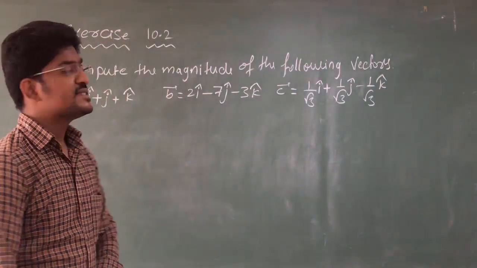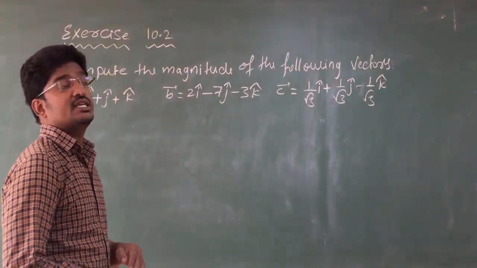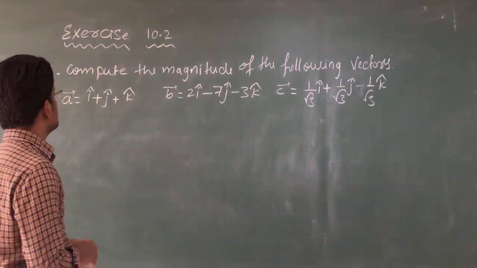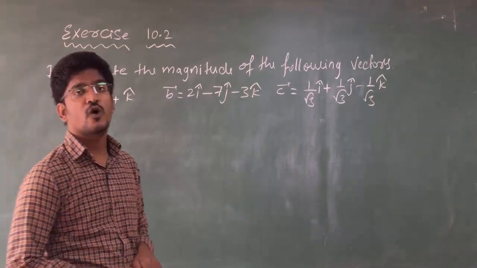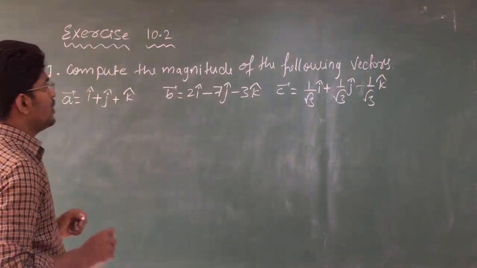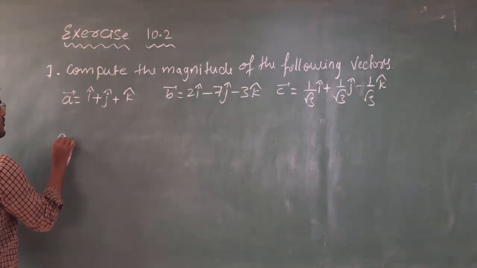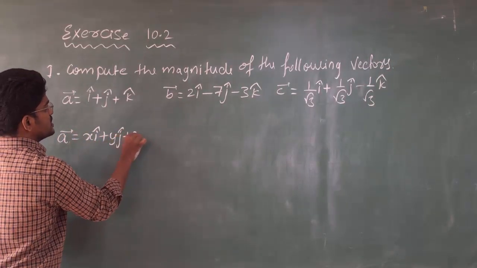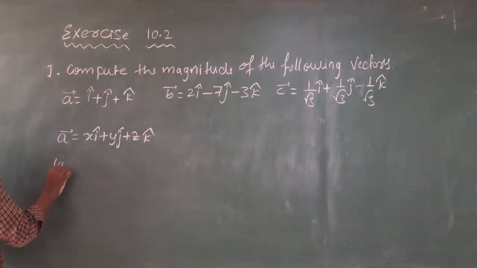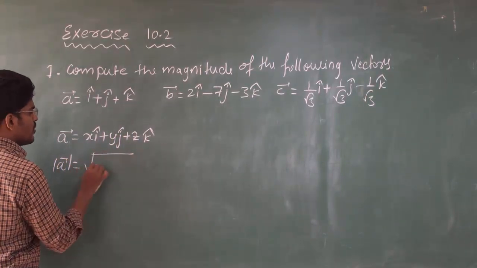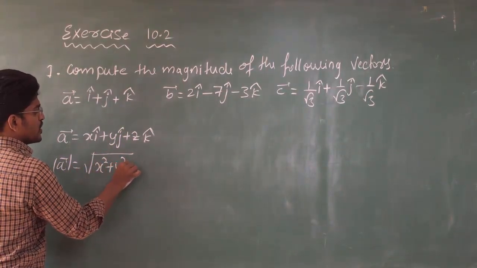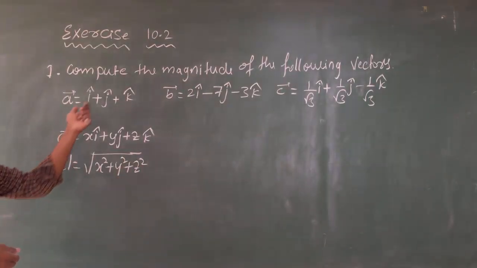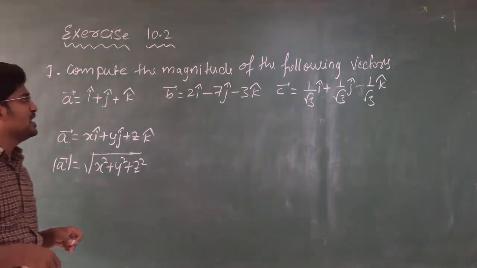In the exercise 10.2, the first question is: compute the magnitude of the following vectors. Clear? As you all know, if vector A is given as x i cap plus y j cap plus z k cap, the magnitude of vector A is square root of x square plus y square plus z square. This is the formula. Clear? So use this formula to simplify the magnitudes of all vectors A, B and C.